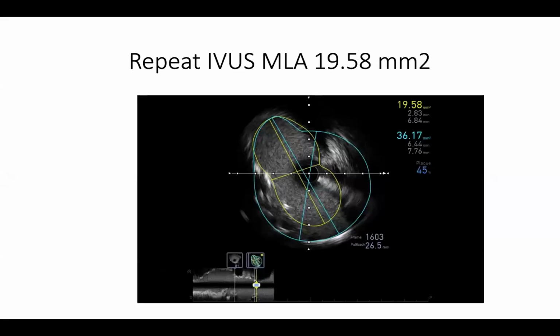Yes, and then we did another MLA of the segment, which was previously 5.1, and it came back as 19.5, with a diameter in the long axis of about 6.8 and the short axis at 2.8. You can see that it's a bit of an oblong left main, but that's purely because that was the best diameter we could get with the size of stent and the type of NC that we had at that time.